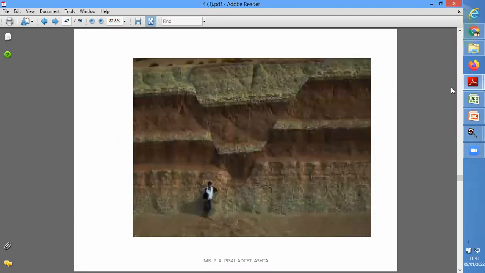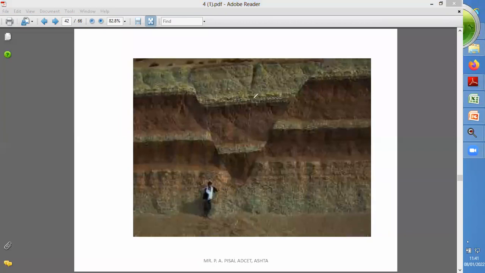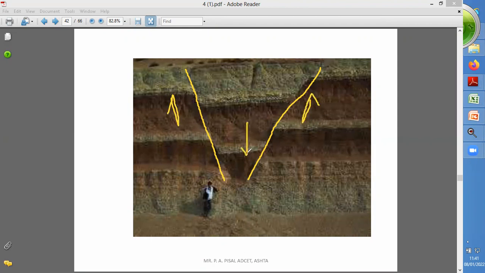Now again, this is the graben type of the fault. Now how is it a graben type of fault? Just see, this is the fault plane. This is another fault plane. On this fault plane, this block moves upward. Again, this block moves upward, and this block moves downward. So it is a graben type of the fault. G for graben.